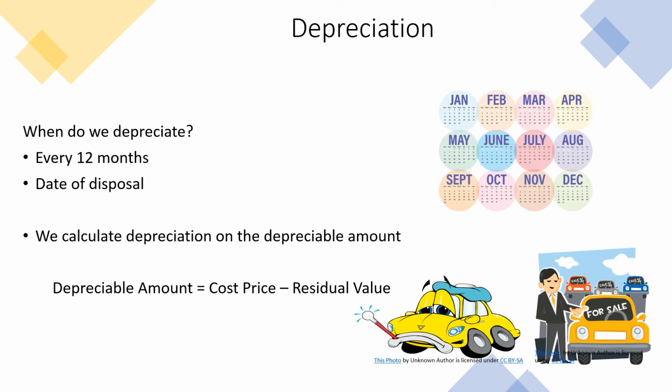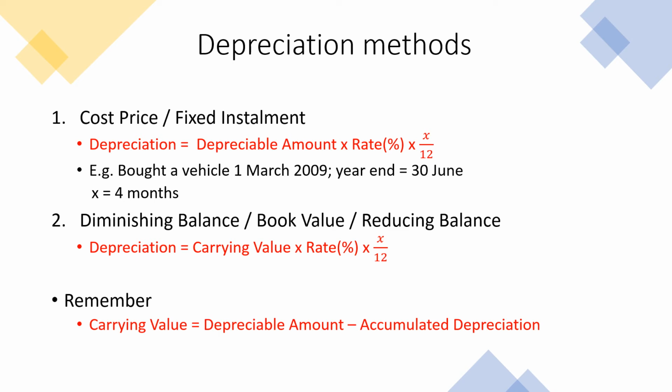Let's look at depreciation. We depreciate every 12 months or on the date of disposal. We calculate depreciation on the depreciable amount, which is the cost price minus any residual value. There are two main depreciation methods, the first one being the cost price or the fixed installment method, where depreciation is the depreciable amount times the depreciation rate as a percentage times the months over 12. When we talk about the months over 12, we're talking about the months between the purchase date and year end, should it be in the year that we've purchased it.